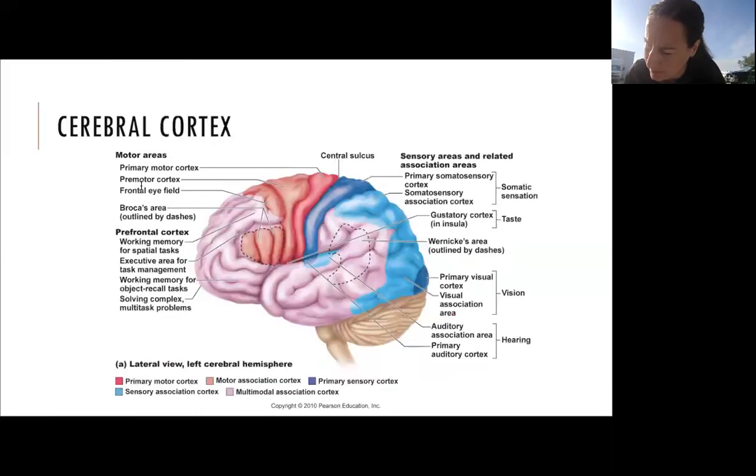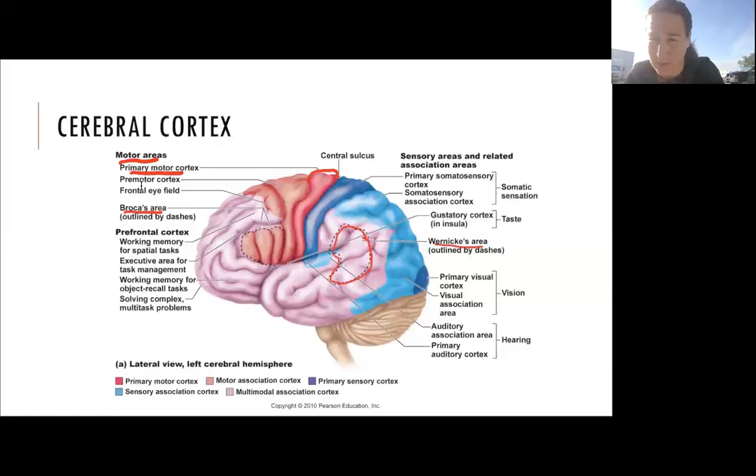We already talked about these. The motor is in the beginning, and we have primary motor. It's going to be our precentral gyrus. And then we're going to have all of the associated areas here. We talked about Broca's area. That was making the speech while I'm talking to you, moving my mouth. That was Broca's area. It's going to be associated with Wernicke's area, and that's going to be this place right here.